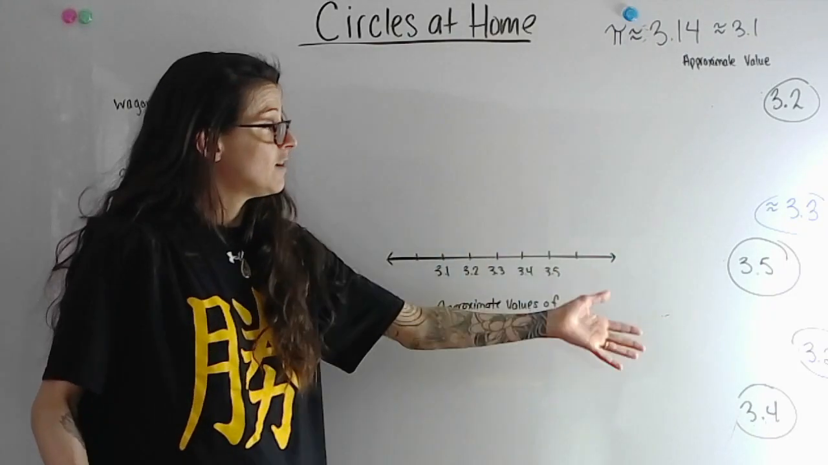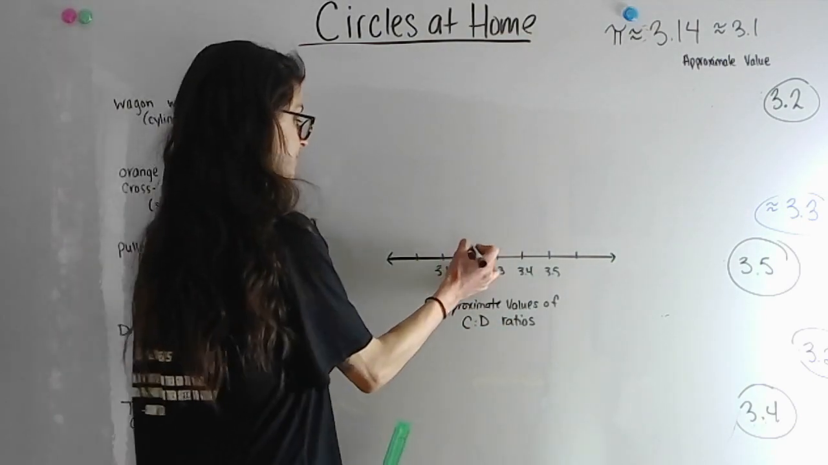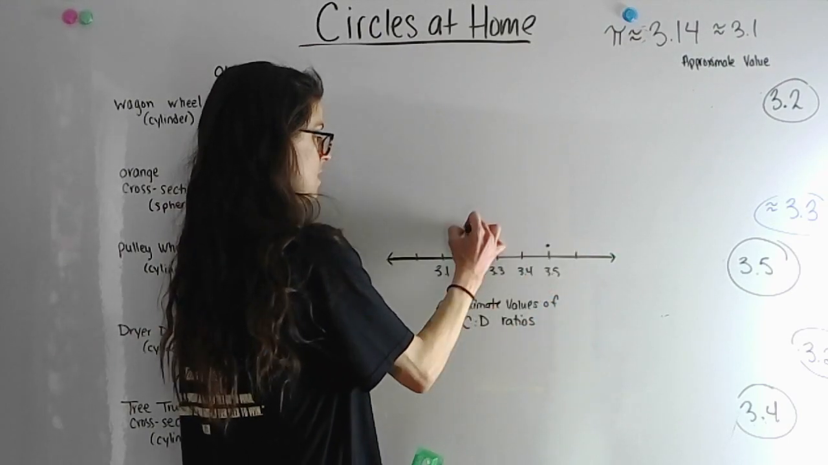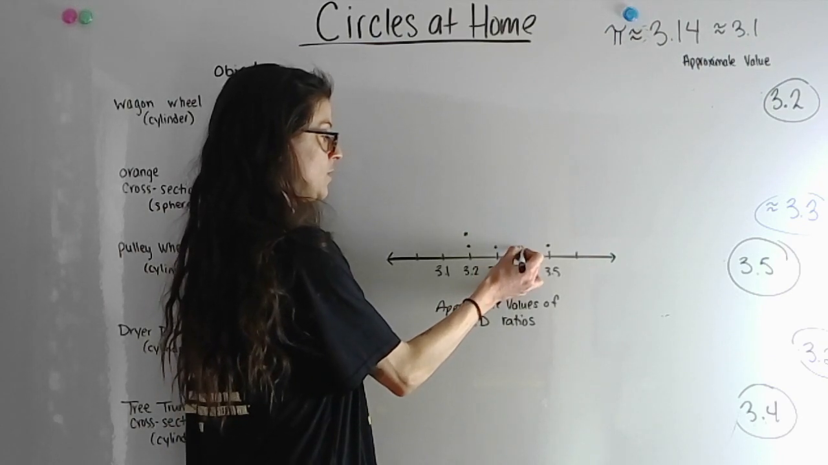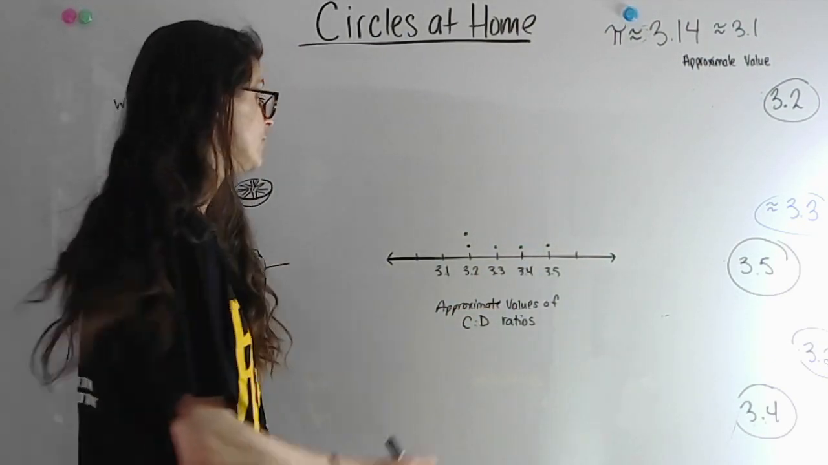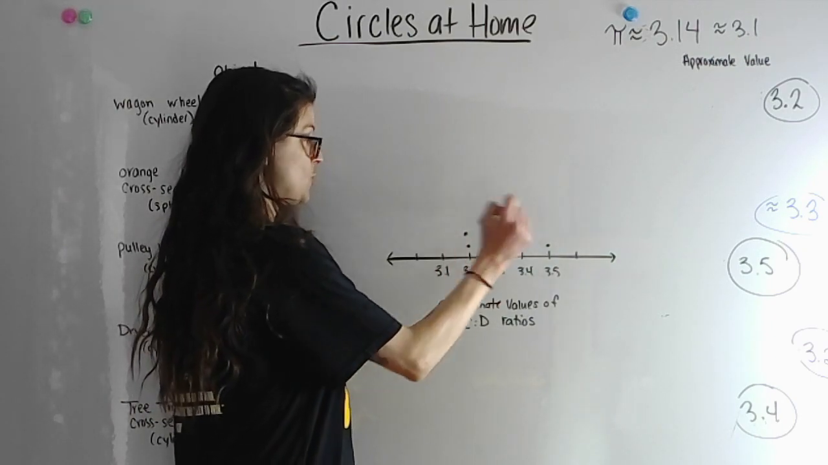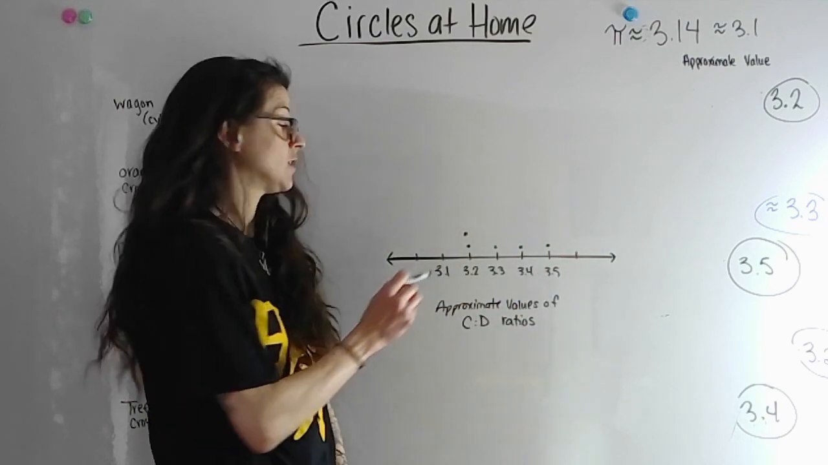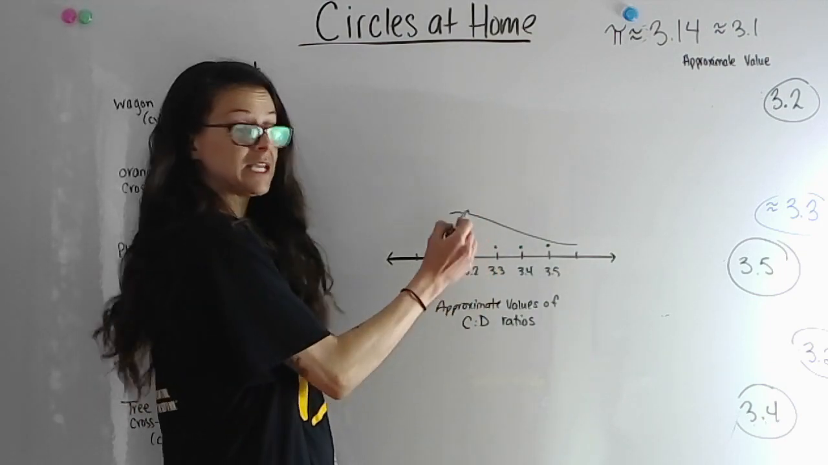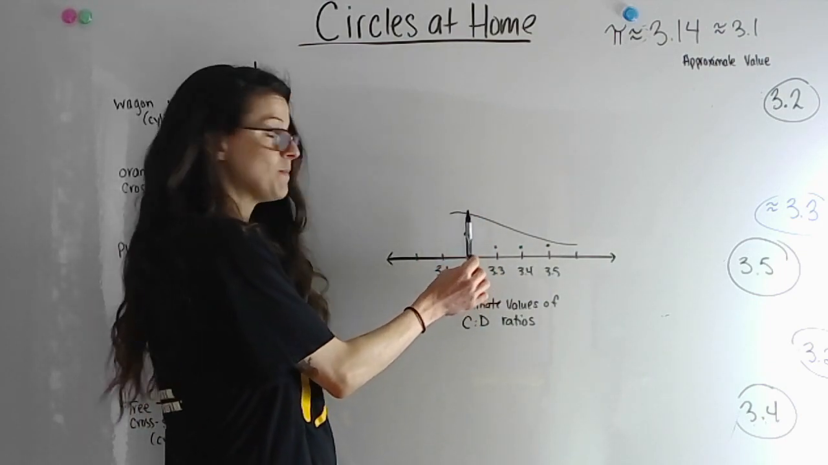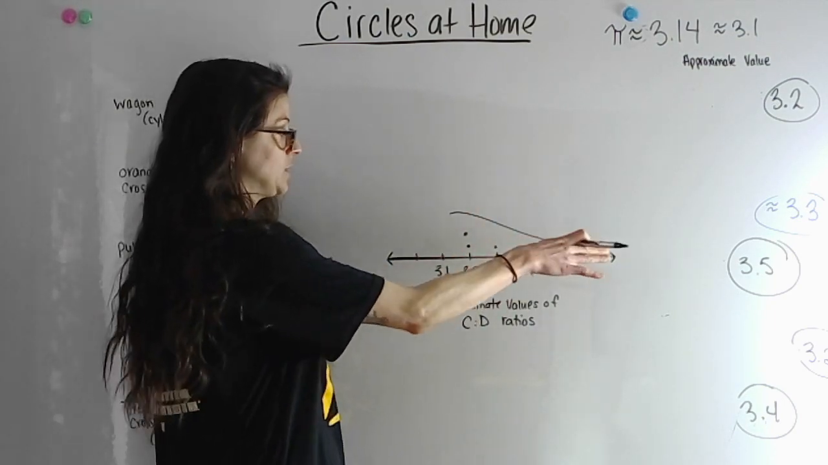The population of circles that I measured in my yard range from 3.2 to 3.5. I have two values that are 3.2, one value that's 3.3, one that's 3.4, and one that's 3.5. When I look at this dot plot, I see that there's no symmetry here. It's called skewed right because my peak of the data is here, and if it was symmetric, I would have points to the left and the right of the peak. But in this case, I only have points to the right.